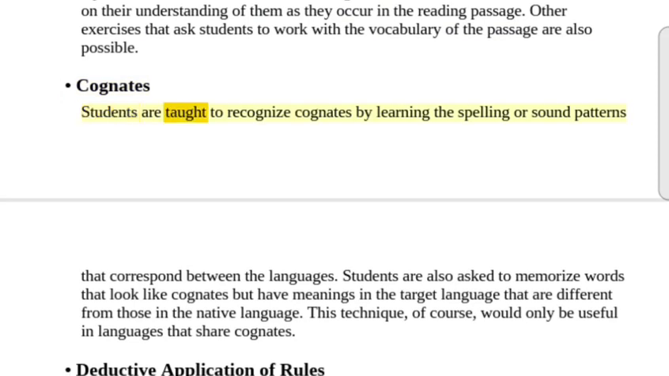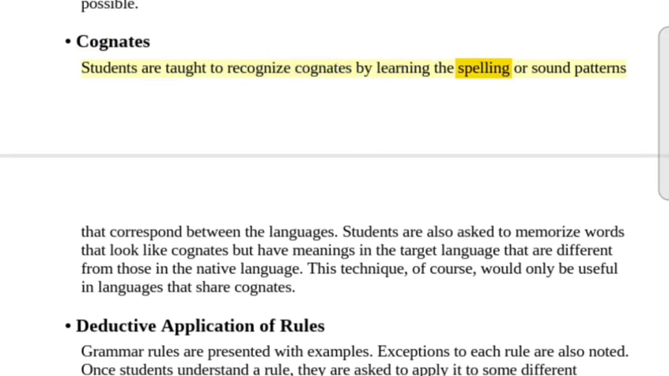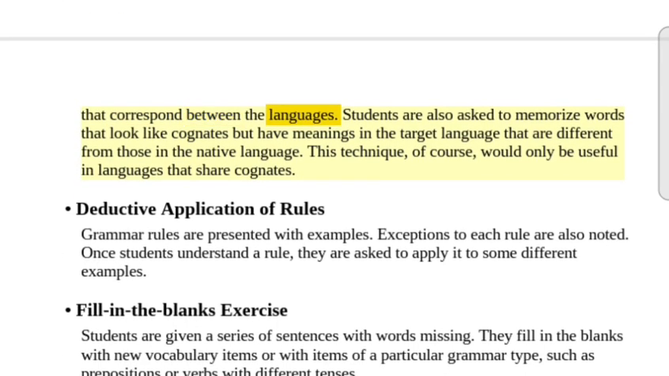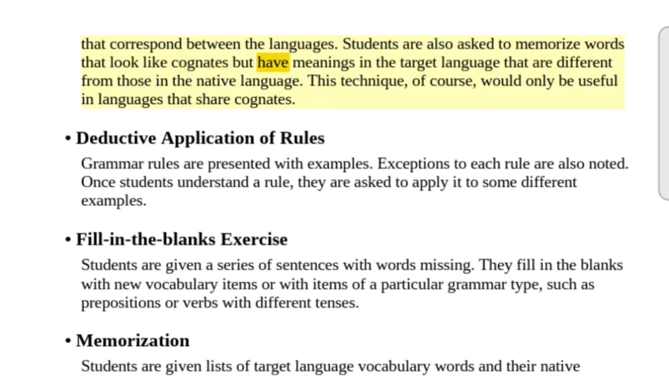Cognates. Students are taught to recognize cognates by learning the spelling or sound patterns that correspond between the languages. Students are also asked to memorize words that look like cognates but have meanings in the target language that are different from those in the native language. This technique, of course, would only be useful in languages that share cognates.